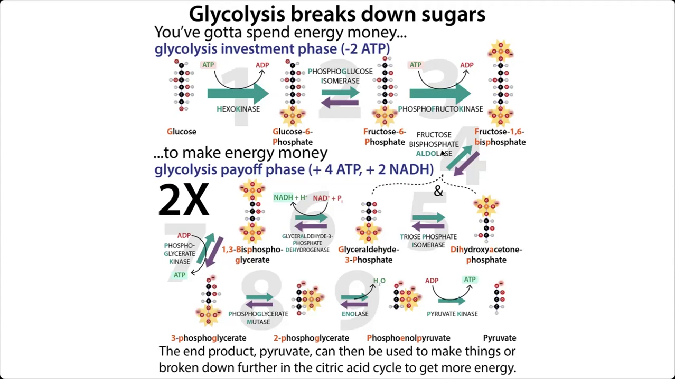Fructose bisphosphate aldolase, more frequently just abbreviated aldolase, is going to split this molecule in half to give you 2 3-carbon compounds, dihydroxyacetone phosphate and glyceraldehyde 3-phosphate. Glyceraldehyde 3-phosphate is the one that's going to actually carry on in glycolysis. Dihydroxyacetone phosphate needs to be converted into glyceraldehyde 3-phosphate if it wants to carry on.